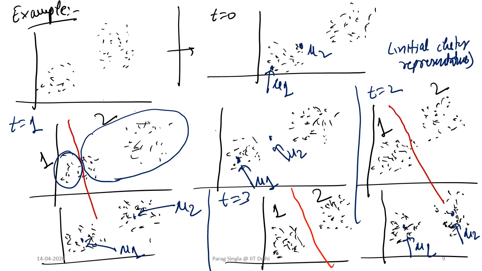I'm not drawing it any further, but it is not very difficult to see that in the next iteration, that is at t equal to 4, the algorithm would have converged, because in the next step we will not see any change in the cluster assignment. The clusters 1 and 2 that we compute based on the latest mu1 and mu2 will be identical to the previous clustering at time step 3, and hence the mu1 and mu2 will also not change from t equal to 3 to t equal to 4, and therefore the algorithm would have converged in 4 steps.